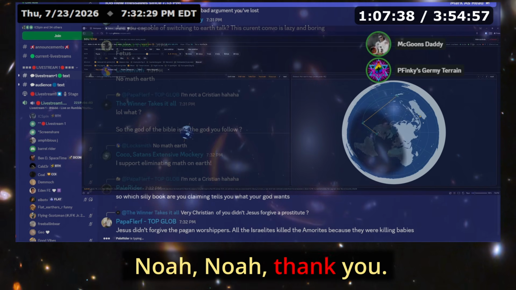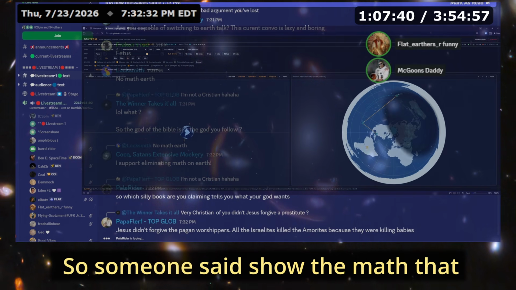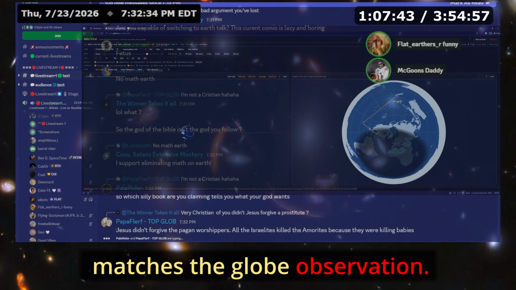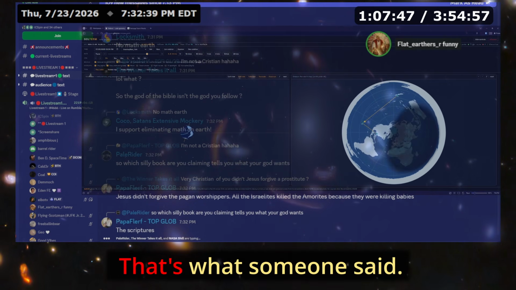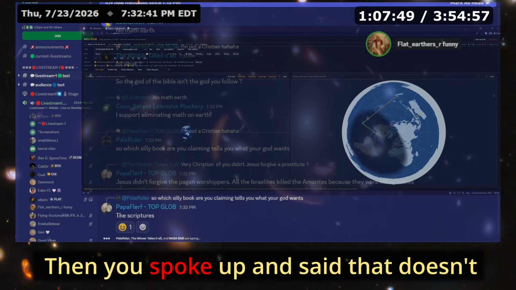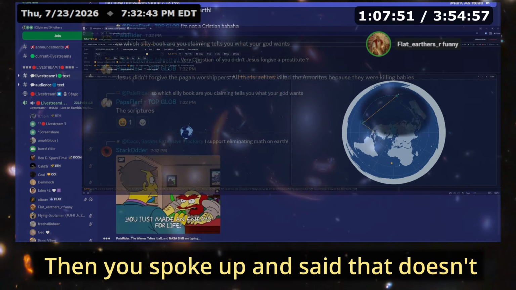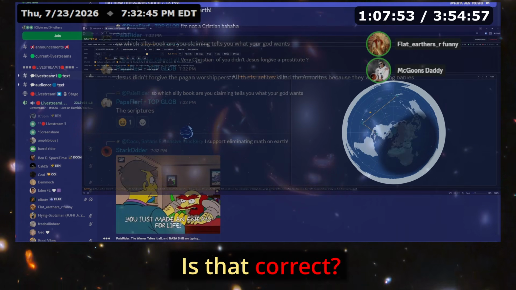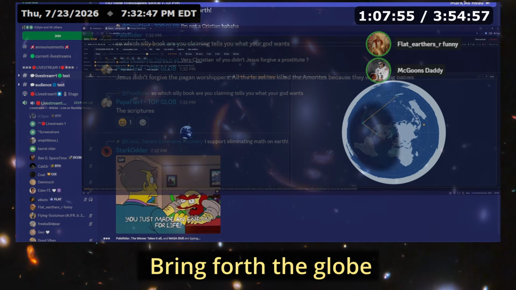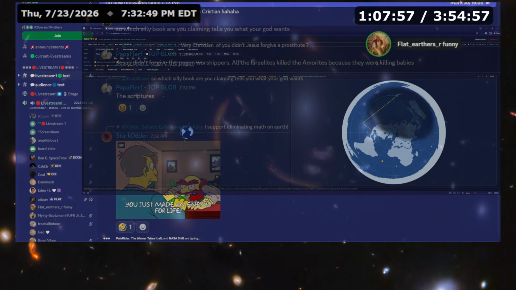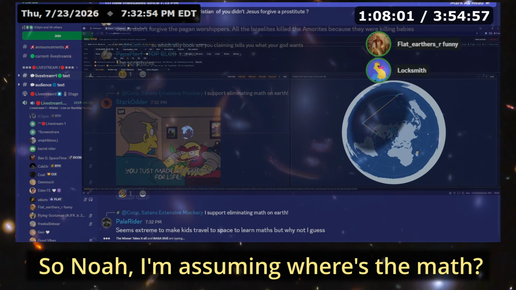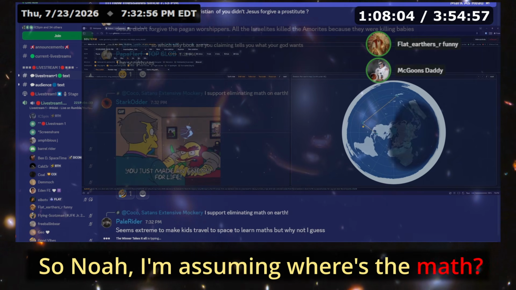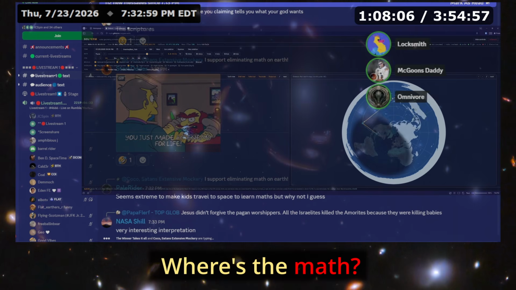Noah, thank you. So someone said, show the math that the observation matches the globe: 3 degrees more than 93 degrees from your zenith. That's what someone said. Then you spoke up and said, that doesn't match the globe model. Is that correct? Is that what you said? Bring forth the globe model and let's see it match. Okay, bring forth the globe model. So when you say, no, I'm assuming. Where's the math?